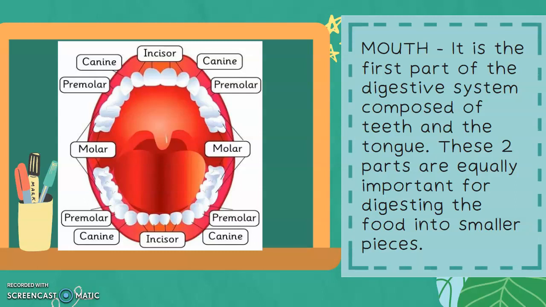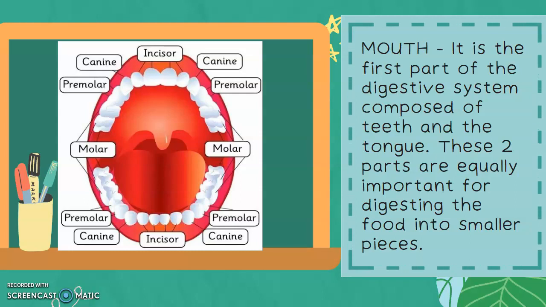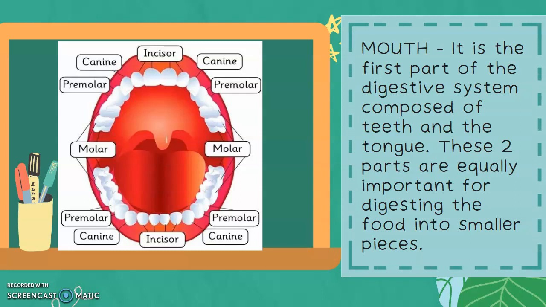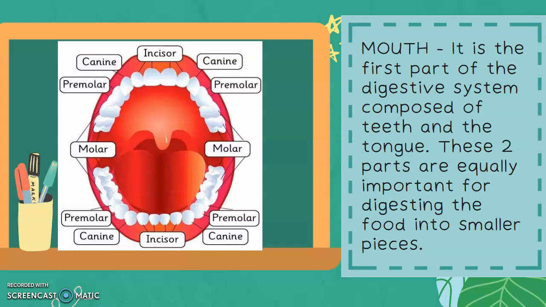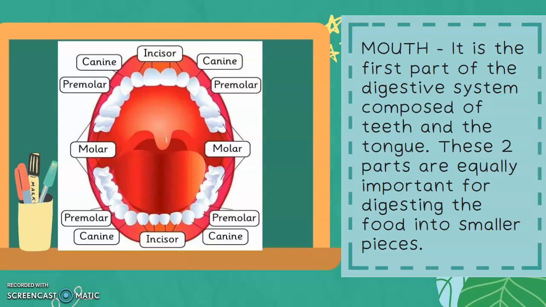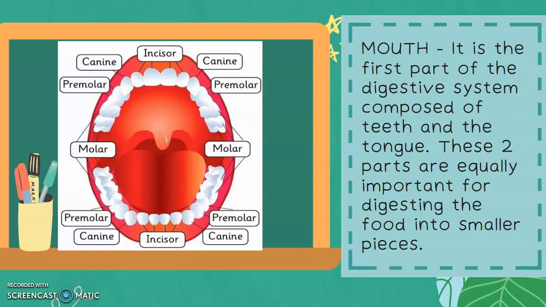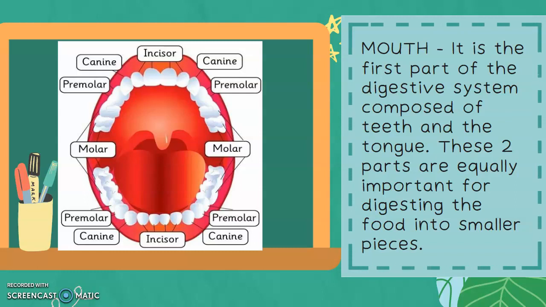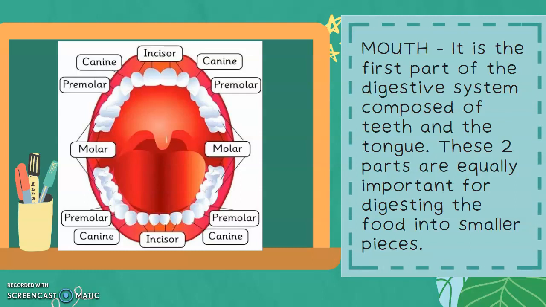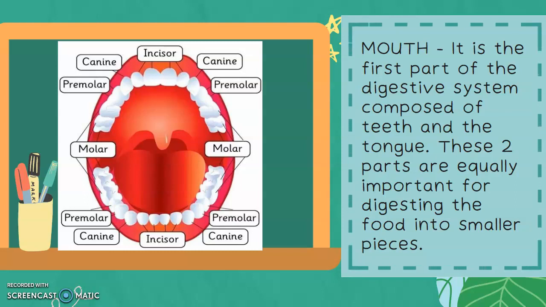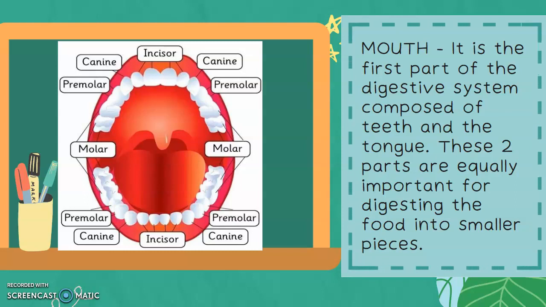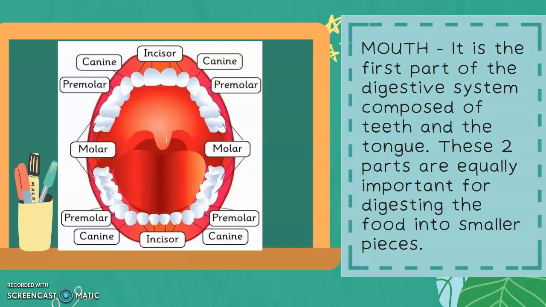Mouth is the first part of the digestive system composed of teeth and tongue. These two parts are equally important for digesting the food into smaller pieces. So, meron dalawang bahagi siya ha, tandaan natin. Ito ay ang ating mga ngipin at ang ating dila. Mahalaga sila para madurog ang pagkain sa ating bibig.